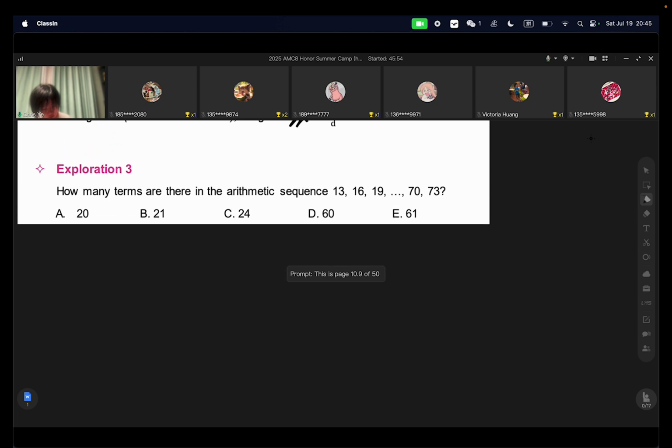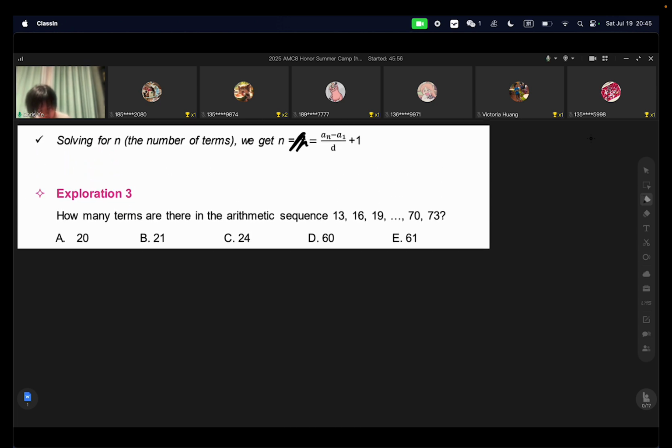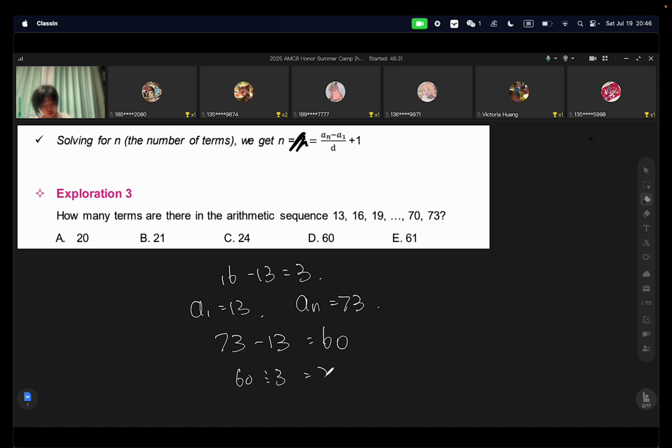Basically, we have this arithmetic sequence, and let's first find the common difference. It's going to be 16 minus 13 equals 3. So how many terms are there? The first number a1 is 13, and the last number an is 73. So to find the number of terms, we first do 73 minus 13 is 60, and divided by the common difference, right? That seems pretty simple. Divided by the common difference, that's going to be 20.